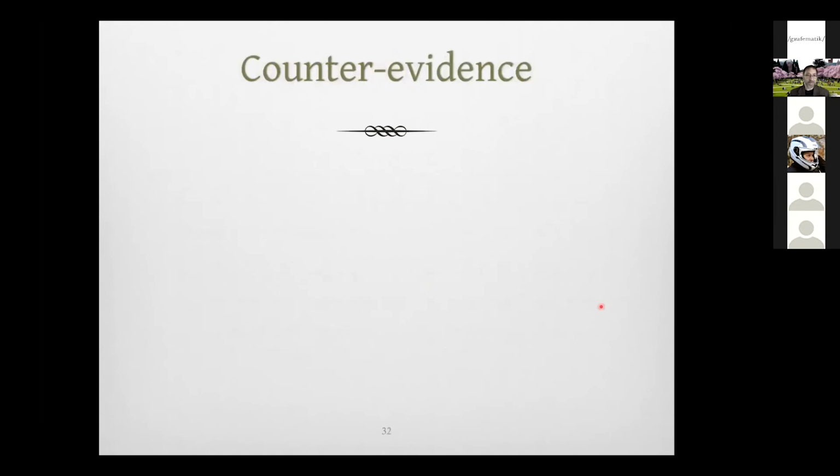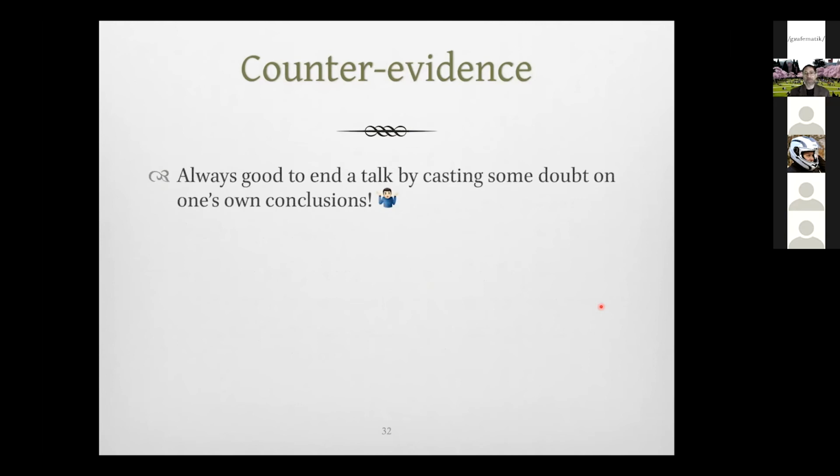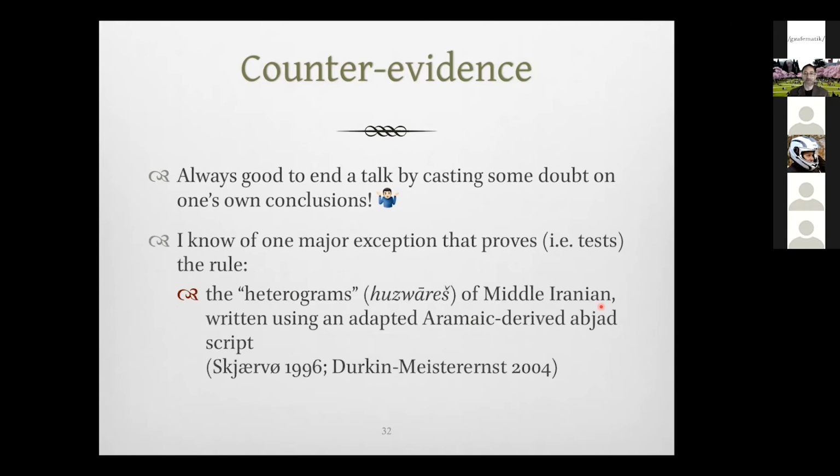Now, there is some counter evidence, and I want to mention it. It's always good to end a talk by casting doubt on the conclusions of your own talk. And this is something that came up earlier, actually, in the talk by Sven and Gordian. There does seem to be one major exception to what I'm proposing, which really tests the rule. And those are the heterograms, the Middle Iranian forms that are in Aramaic spelling, but represent and are read aloud as words in Middle Iranian languages.